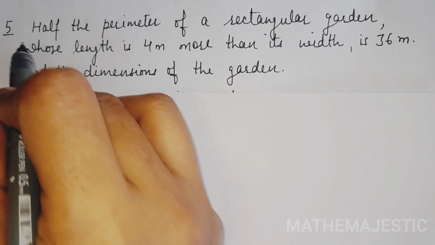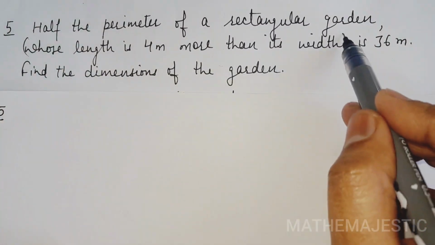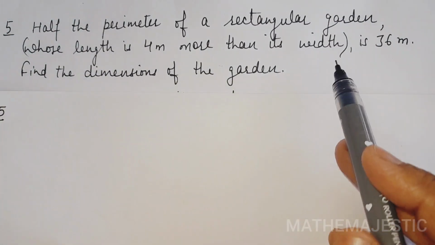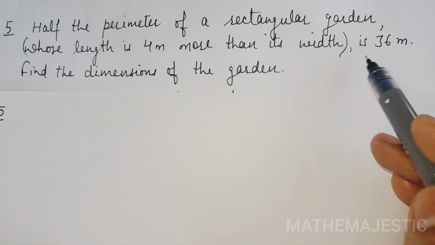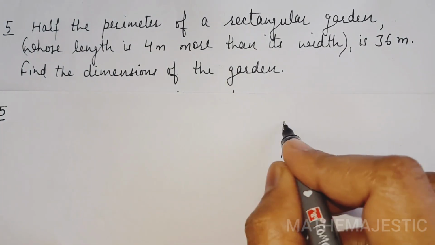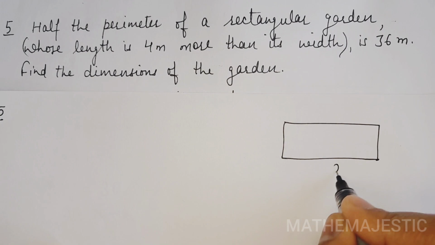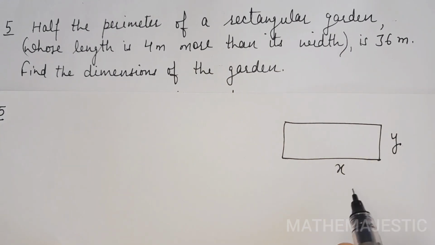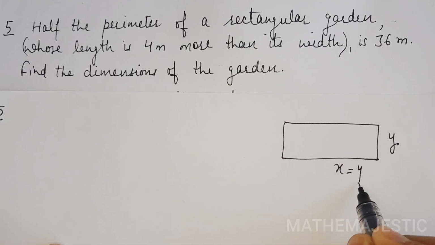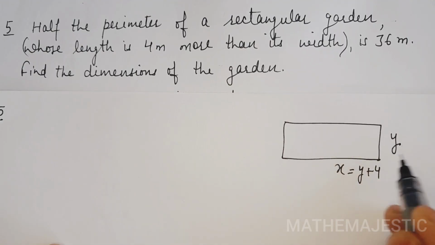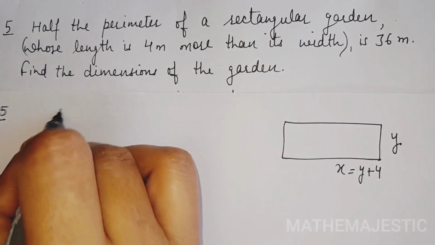First is the relation that length is 4 meter more than width, and second is that half the perimeter is 36 meter. So this is a rectangular garden. Let the length be x and breadth be y. Length is 4 meter more than width, that means length is y plus 4. So we got the relation between length and breadth.